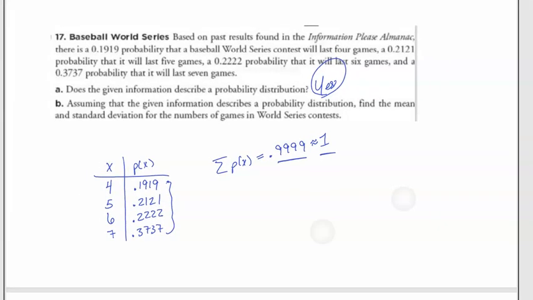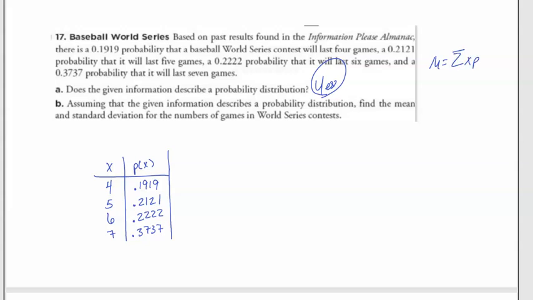So now that we have that, let's look at part B. Assuming that the given information describes a probability distribution, they want us to find the mean and the standard deviation. So we're going to set up a table here. So I've got x and p of x, and I'm just going to add on a column. So my mean formula is the sum of x times p of x. So I'm going to take 4 and multiply it by 0.1919. And that's going to give me 0.7676.